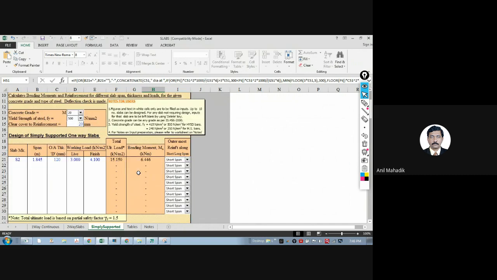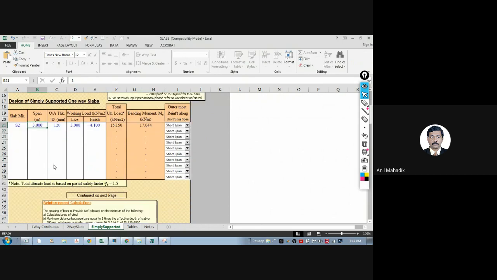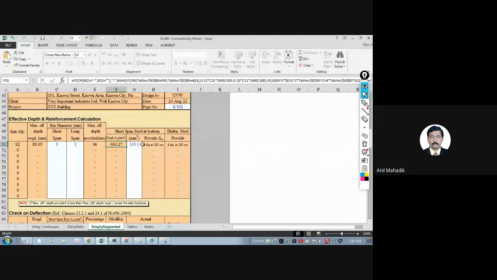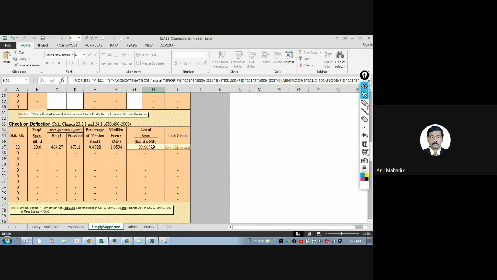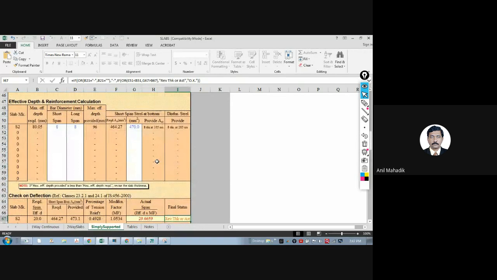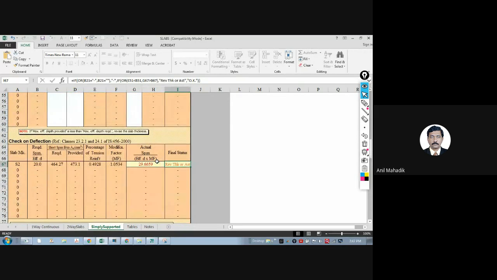So let's go here. Let's assume this span is 3 meters. Okay. All other things are same. Let's say your cantilever balcony is having 3 meter span one way. So AST required is 464. So let's put 470 here. Here you are getting 8 mm at 105. Now overall status is revised thickness or AST. That means whatever thickness or steel you are providing, it is not sufficient, because this modification factor is in simply supported, it is 20 actually. So it should be less than 20.